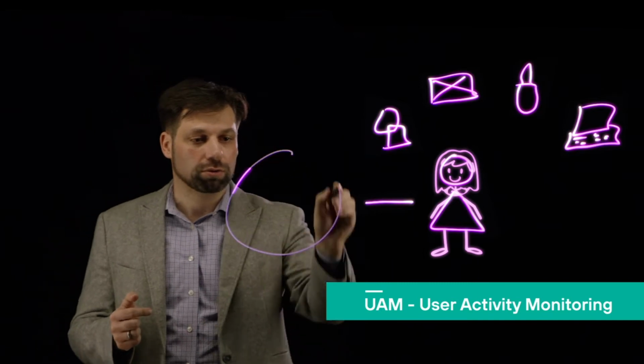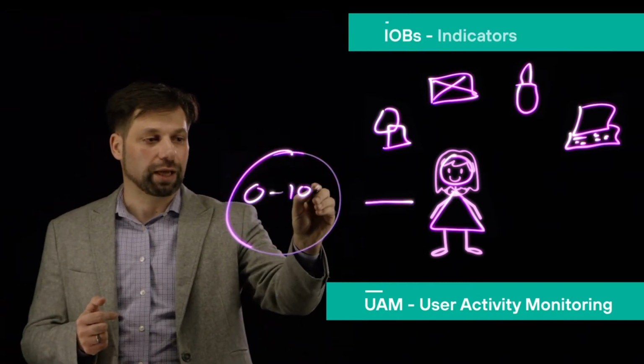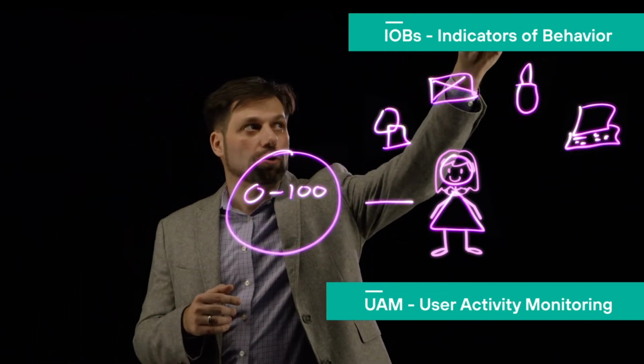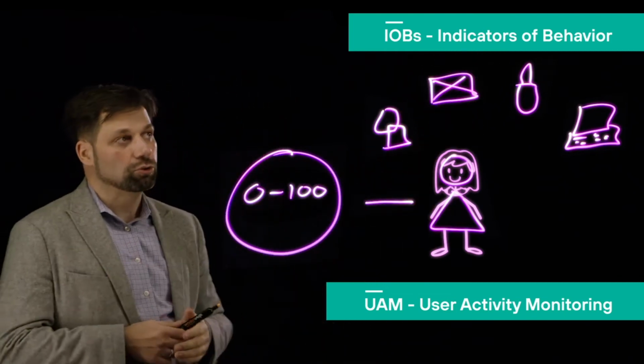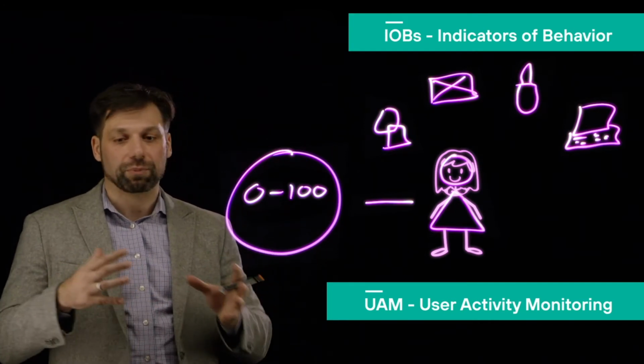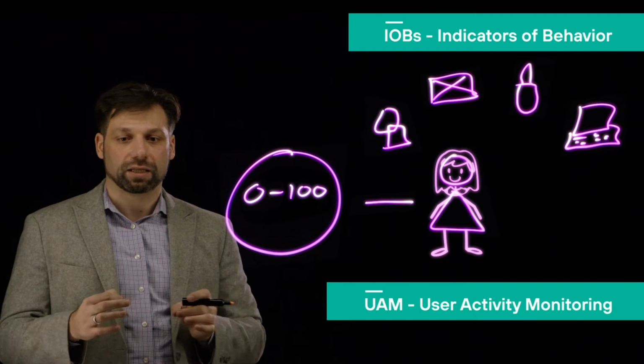But using user activity monitoring, we can actually identify and score each individual from 0 to 100 based on actions, based on what we refer to as IOBs, or indicators of behavior. We have about 100 different indicators of behavior. Now, why is an indicator of behavior important? If someone is just copying a file, a piece of text, that might not be malicious.